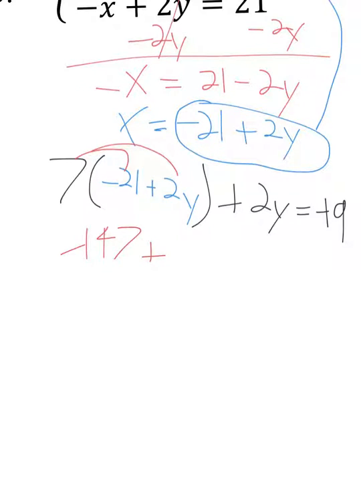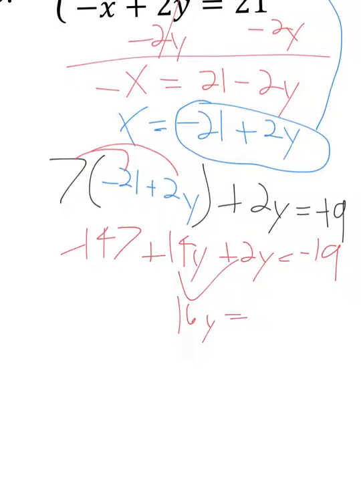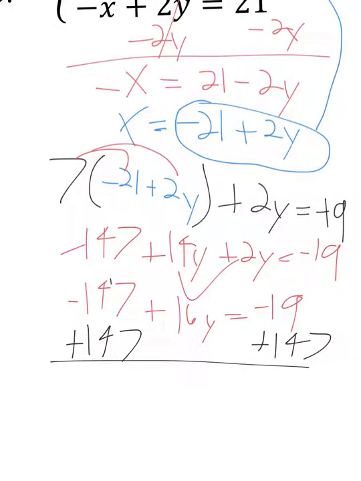Plus 14y plus 2y equals negative 19. So I'll combine like terms, 16y, and bring everything else down. Now I'm ready to add 147 to the other side. And I get 16y equals 147 plus negative 19, or minus 19, which is, sorry, 128.